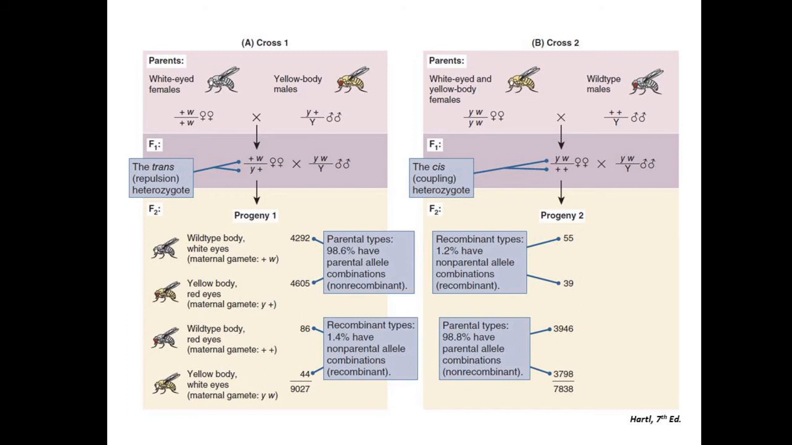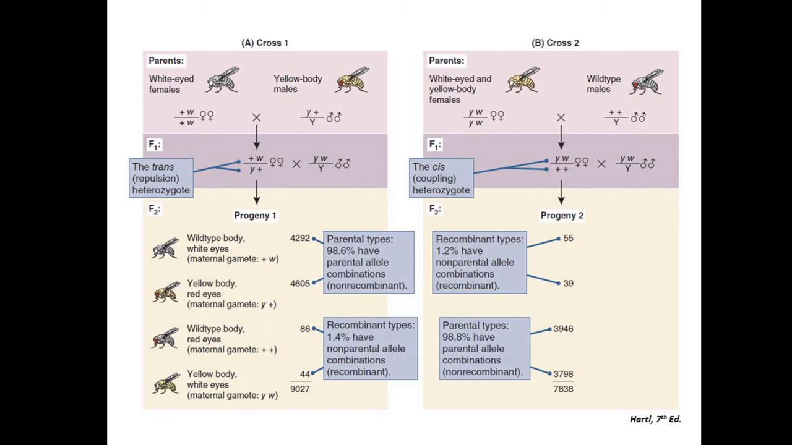Trans repulsion means that in the same locus two different types of alleles are present. One is plus and one is mutant type. So the alleles in the same locus have two different types: one mutant type, one wild type. For Y or for M, look at the F1 of cross 1. All the females have the trans or repulsion heterozygous.